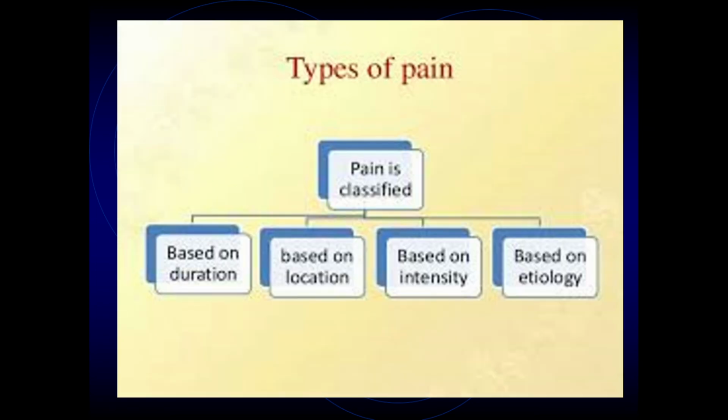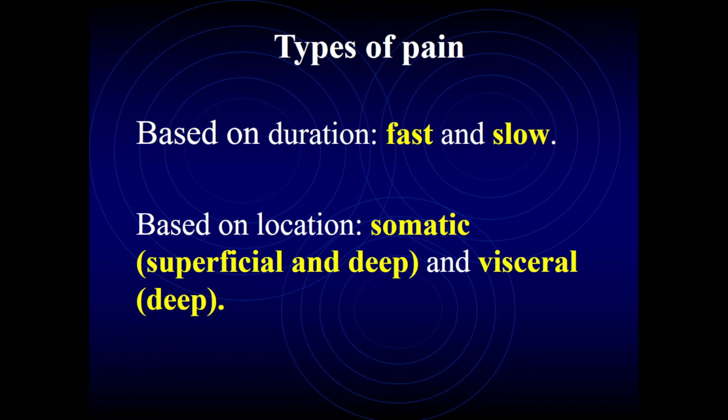How can we classify pain? Pain is classified based on duration, based on location, based on intensity, and based on etiology. The first classification is based on duration. Pain can be fast and slow.